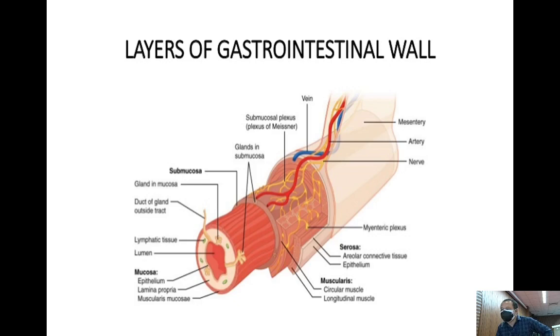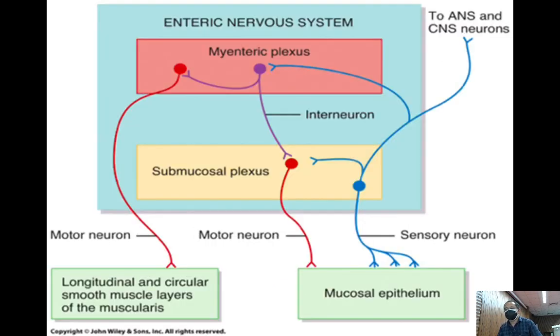How one layer, another layer is being removed to show how they are superimposed one on top of the other, forming a wall that plays a number of functions. That is not just a wall, but one which is functional in nature. Now we will have a better look at the enteric nervous system.